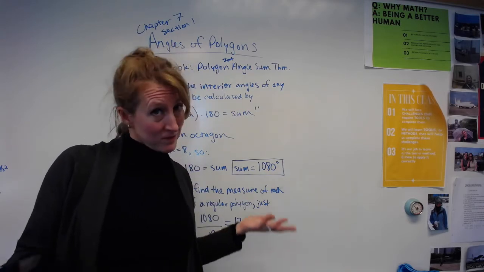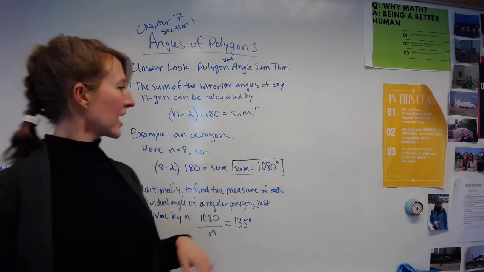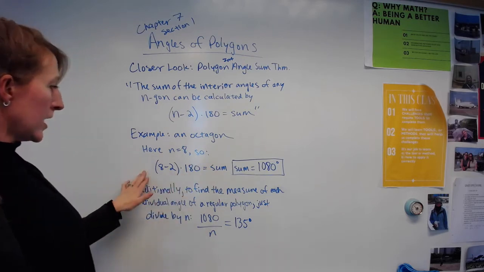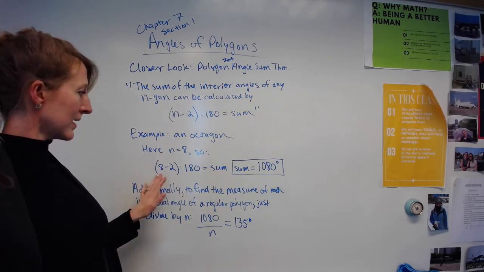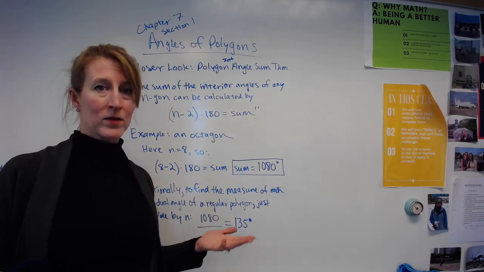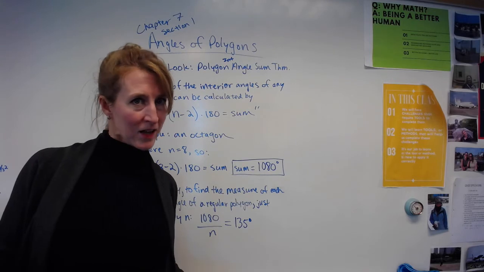All right, so fairly simple, right? Example, an octagon. Here, n equals 8. So I just put that in for n. 8 minus 2 times 180 equals the sum of the interior angles of this octagon. Sum equals 1080 degrees.